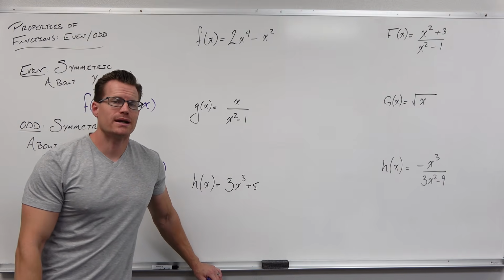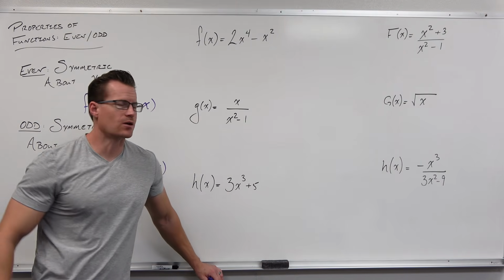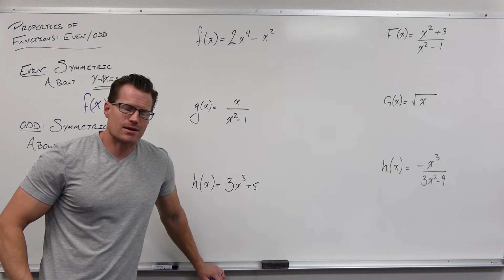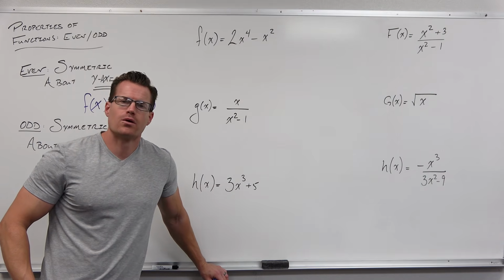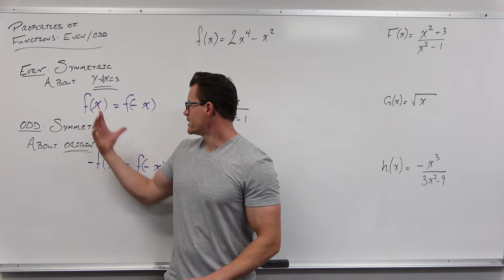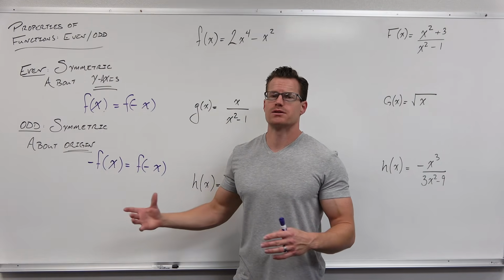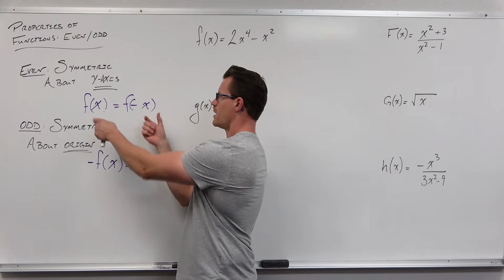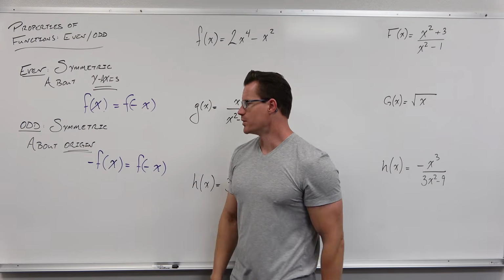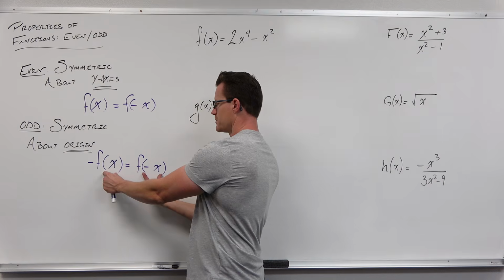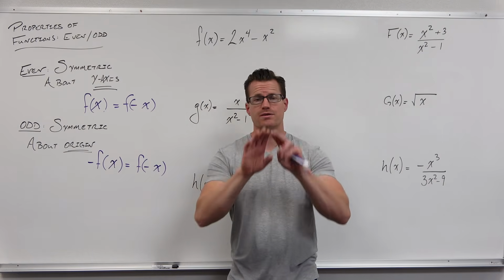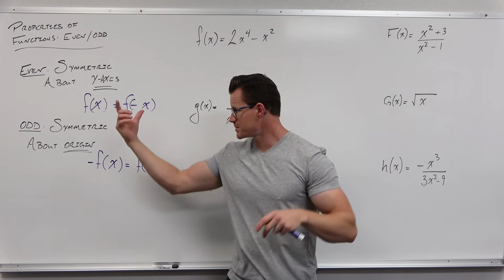All right, so we're ready to see whether these functions are even, odd, or neither. And instead of graphing, because it takes a whole lot of work, we're going to use the definitions of what even and odd actually mean. So even means if I plug in opposite inputs, I'm going to have the same output. Odd means if I plug in opposite inputs, I'm going to have opposite outputs. That would give us symmetry about the y and the origin respectively.